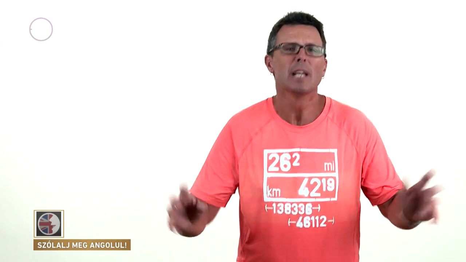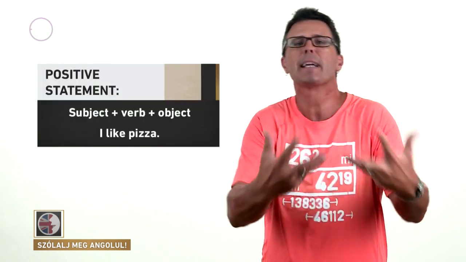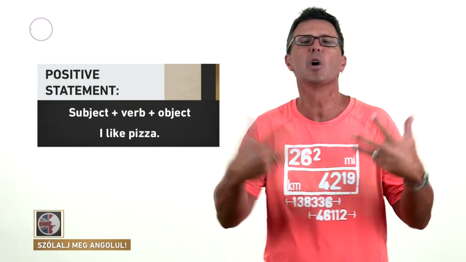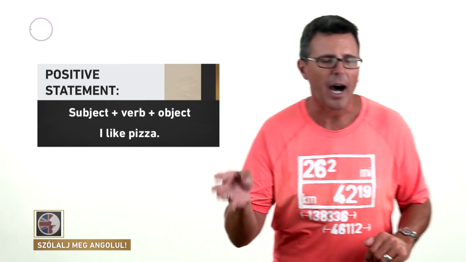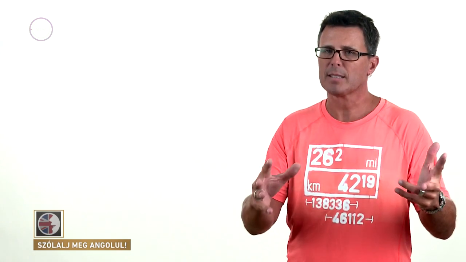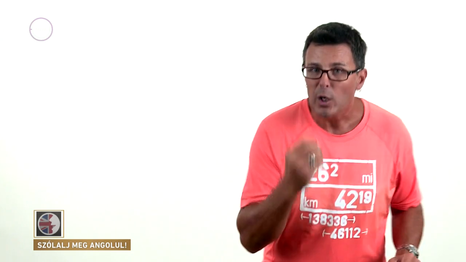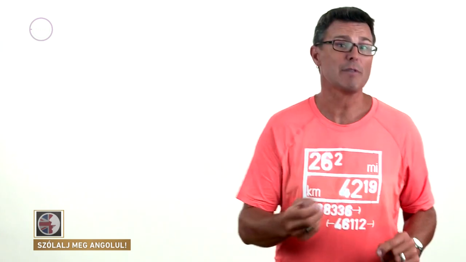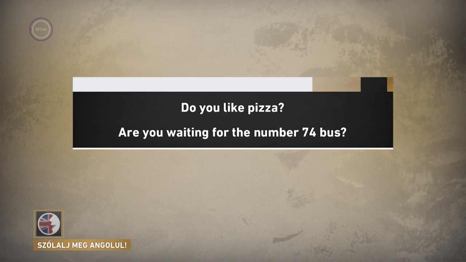Who remembers? Yes, of course, you all do. When we make a question in English, the word order changes, doesn't it? If we make a positive statement in English, then the word order is subject plus verb plus object. I like pizza. But when we make a question in English, then the word order changes. With a question, we start with an auxiliary verb and then follow with the subject. Do you like pizza? Are you waiting for the number 74 bus?